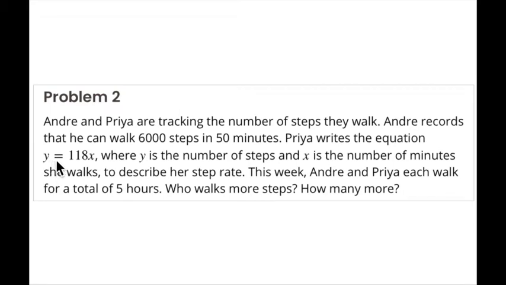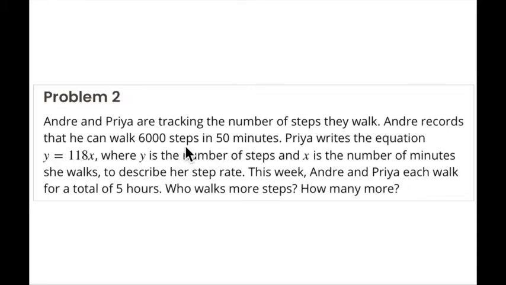So now notice if you look at her equation, the number of units in the vertical direction, which is y, is 118 times greater than the number of units in the horizontal direction. It's 118 times x. So she walks 118 steps each minute. And for Andre, it's going to be 6,000 steps per 50 minutes. So you want to get this down to how many steps in 1 minute. So this is going to be the y value, 6,000 steps. It's going to be consistent with Priya. And this is going to be the x value.